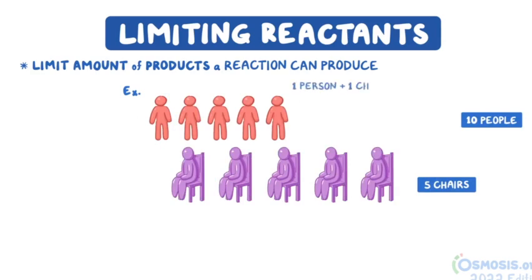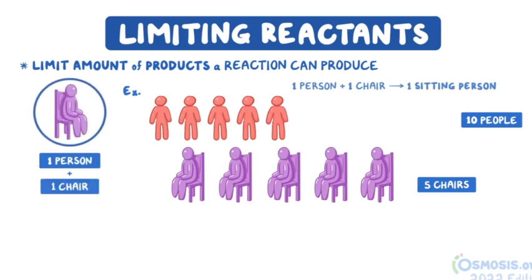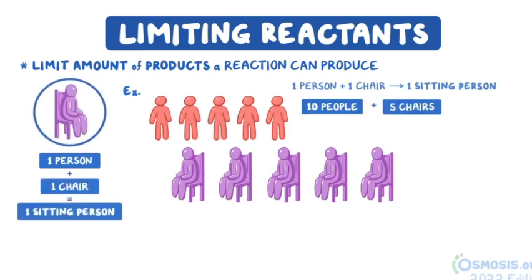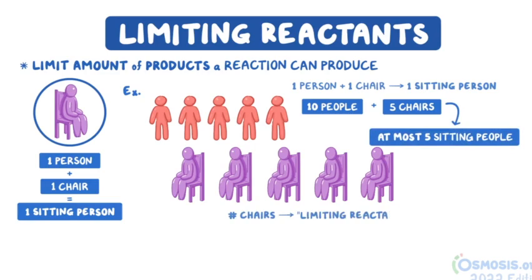1 person plus 1 chair equals 1 sitting person. So because it takes 1 person and 1 chair to produce 1 sitting person, then we know that with 5 chairs and 10 people, we are limited to producing at most 5 sitting people. So the number of chairs is the limiting reactant, or limiting reagent, in our example.